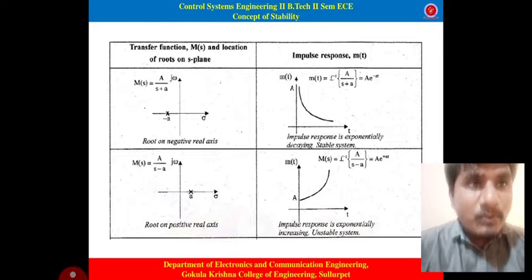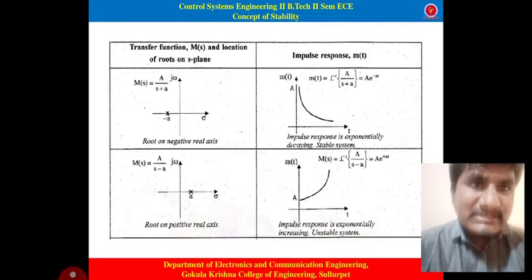So what is the pole for that particular system? How to calculate the pole? The denominator polynomial we make equal to 0. So what is the value of s? Here, s plus a is the denominator polynomial. Let us make it equal to 0.